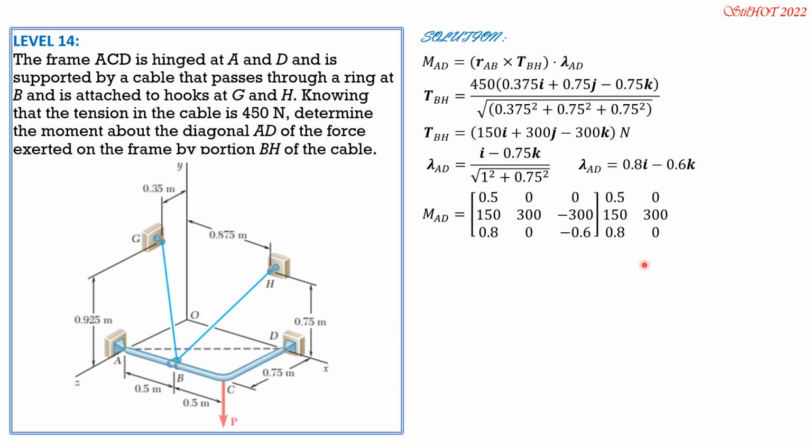a 3 by 3 determinant. So MAD is 0.5 times 300 times negative 0.6. That's negative 90, then 0, 0, minus 0, 0, 0. So as expected, moment in AD is negative 90 Newton meter. So that's the answer.